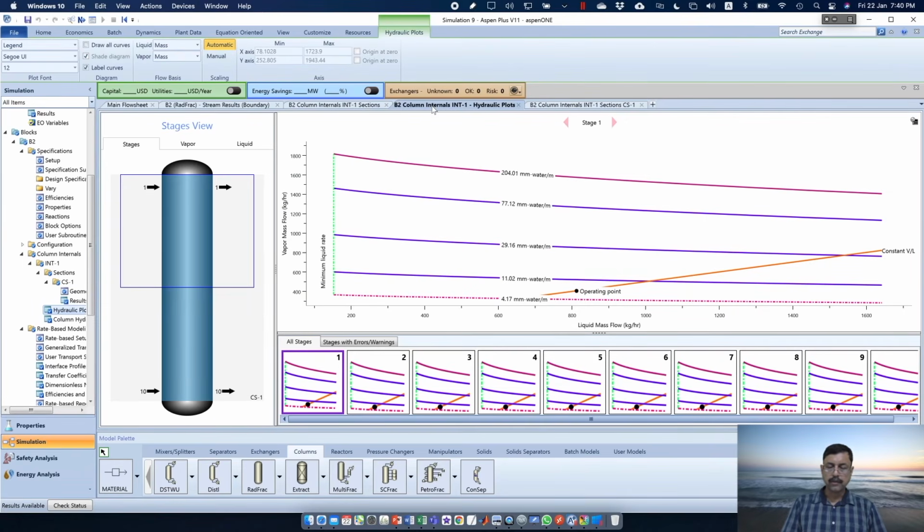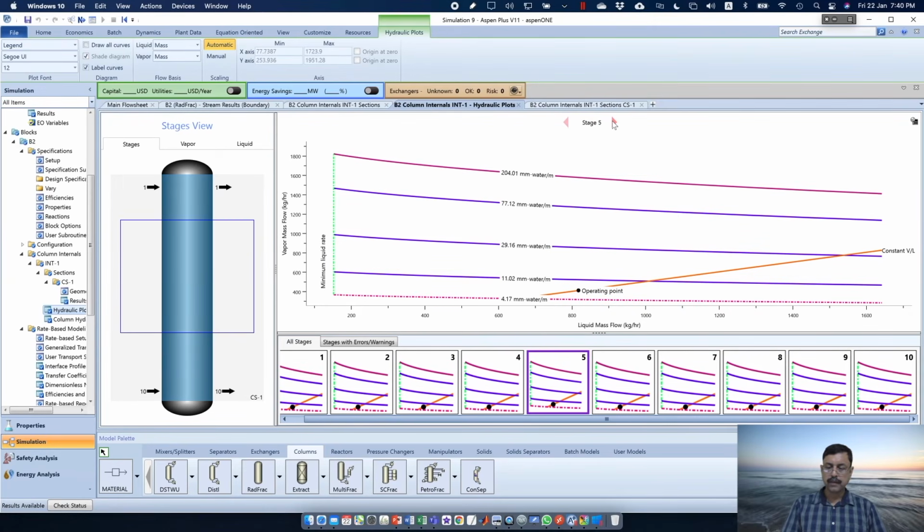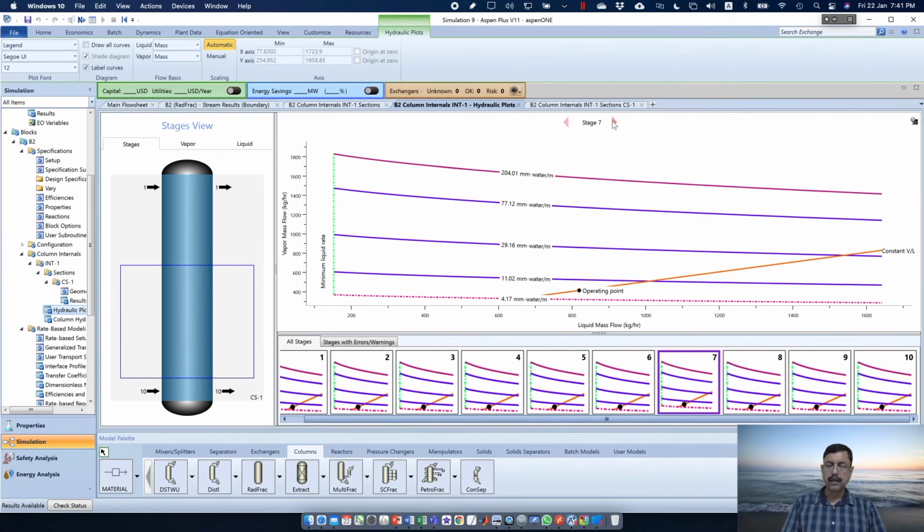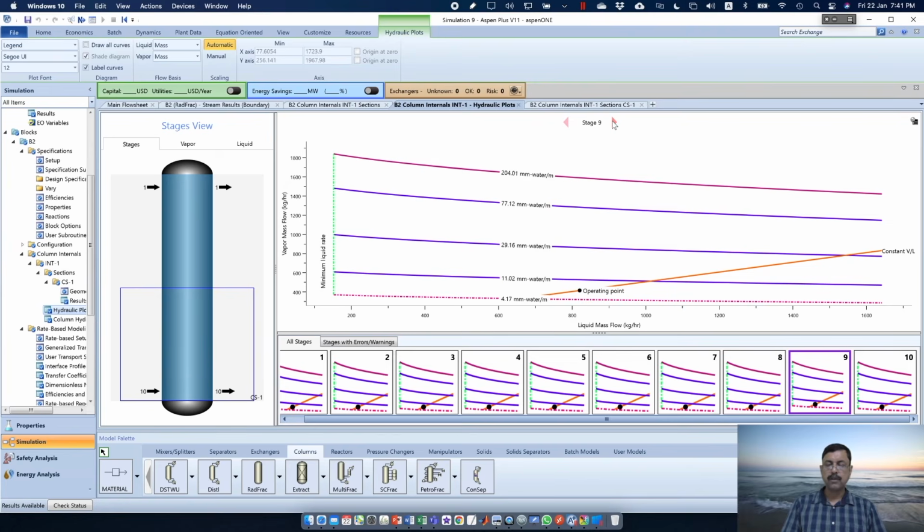Yes, so stage 1 has come within the limit. Stage 2, 3, 4, 5, 6, 7, 8, 9, 10. Yeah, the entire column is now within. So this is the crux. You can change it further if you want.